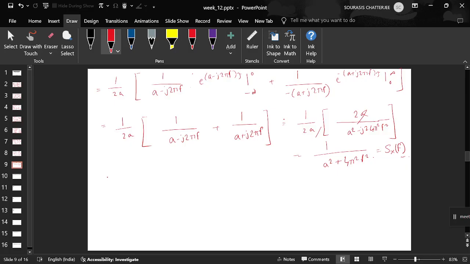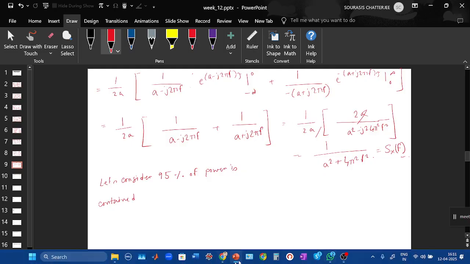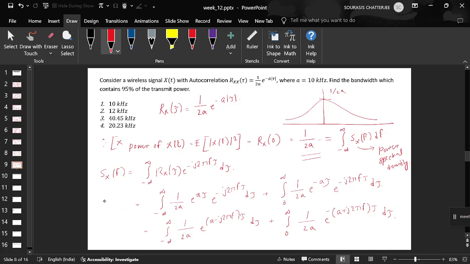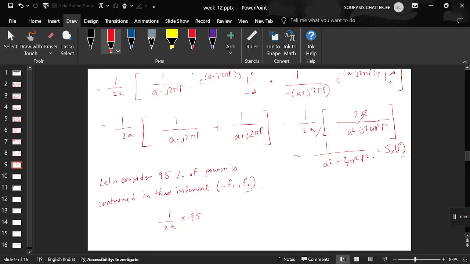So let's consider that 95% of power is contained in the interval minus f1 to f1. We know our total power is 1 over 2a, which we have already obtained from this slide. This is our total power. So we need to find the 0.95 of that, where it's concentrated, and for that we need to integrate our power spectral density.